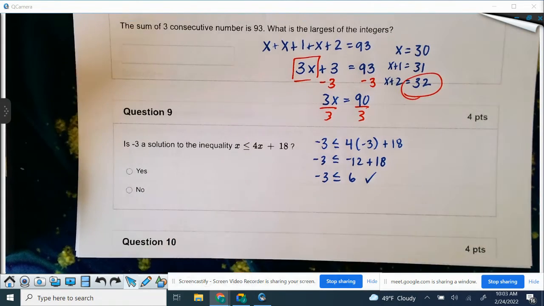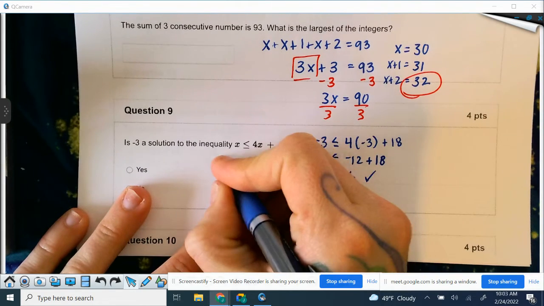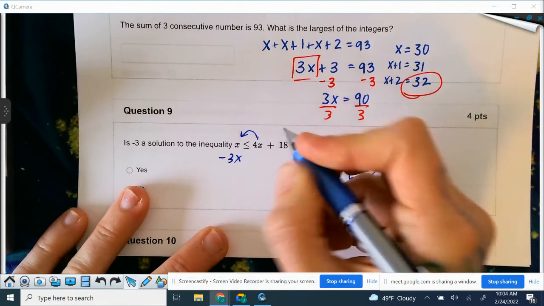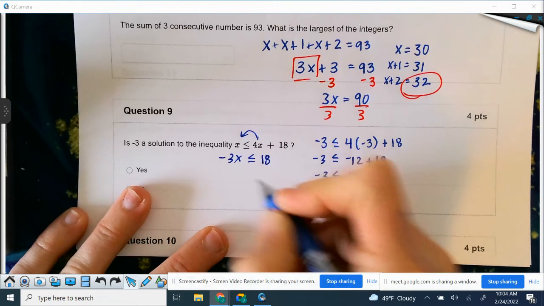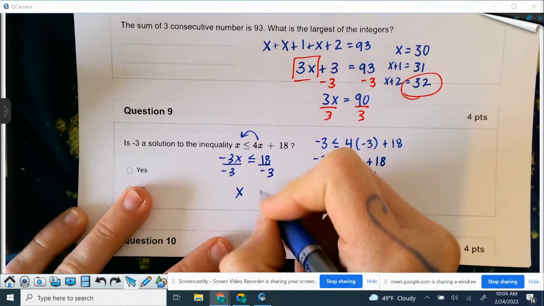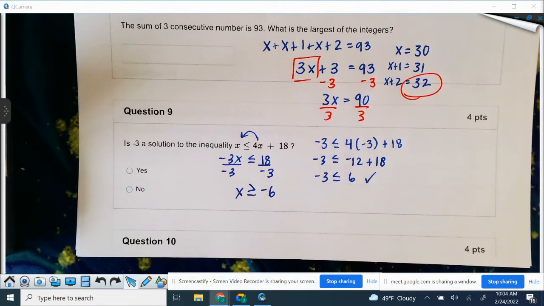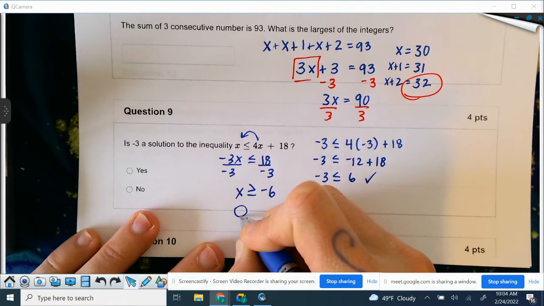Now, if you choose to solve the inequality, that means I get a negative 3x if I move my 4 over, is less than or equal to 18. Divide by negative 3, negative 3. I divided by a negative, so I have to flip my sign, negative 6. So all numbers larger than negative 6 are a solution. So on your number line, this would be your negative 6.